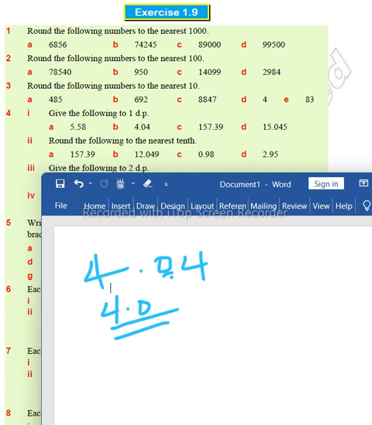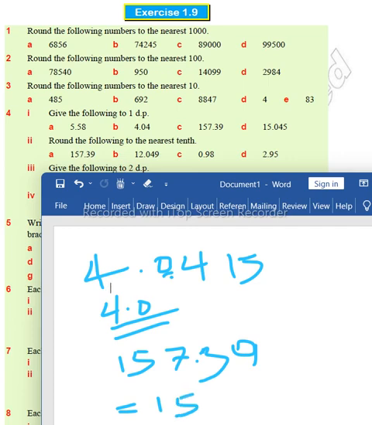Let us move to the next question. The next question says that the number given here is 157.39. Sorry for this handwriting. Let us write again here: 157.39. Here we have a point. So we try to write this by rounding to one decimal place. So here 3. The number next to 3 is 9. So 9 is greater than 5. We have to add 1 to the 3. When we add it, we get 157.4. So it is very simple.